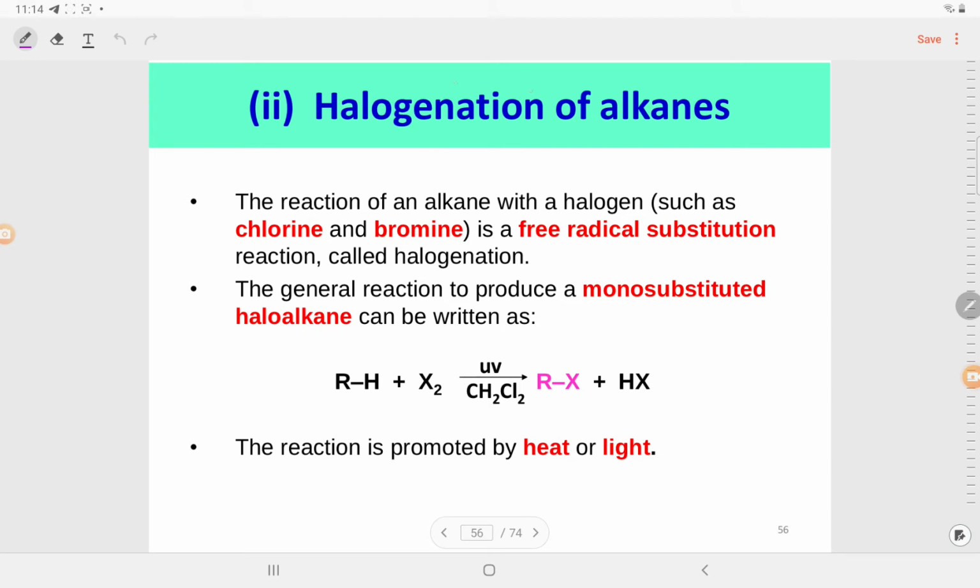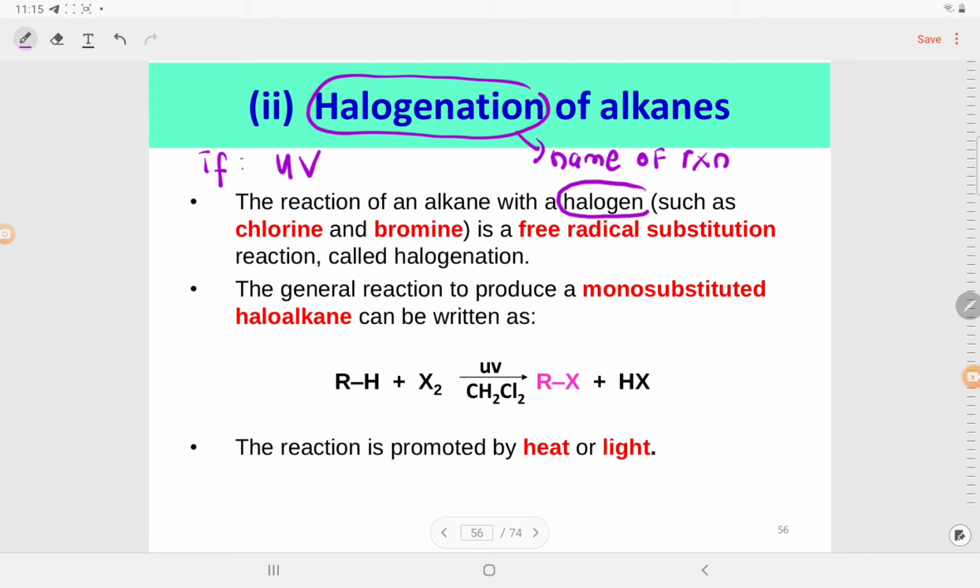The second reaction is halogenation. This reaction occurs if the most important factor is present: sunlight or UV. So the name is halogenation. Your reagent must be a halogen, either chlorine or bromine. We call the type of reaction free radical substitution because of the presence of the UV.